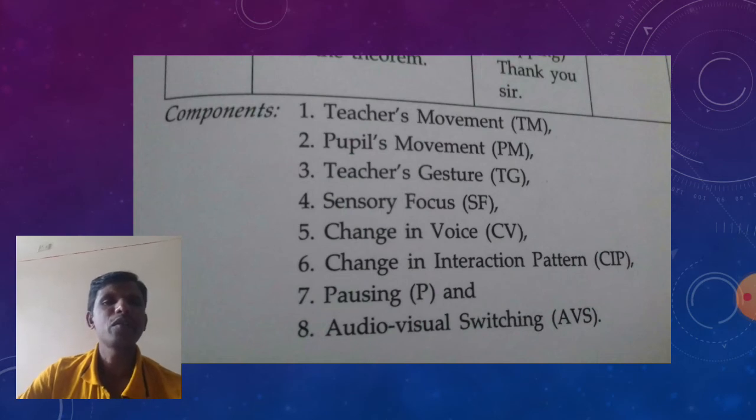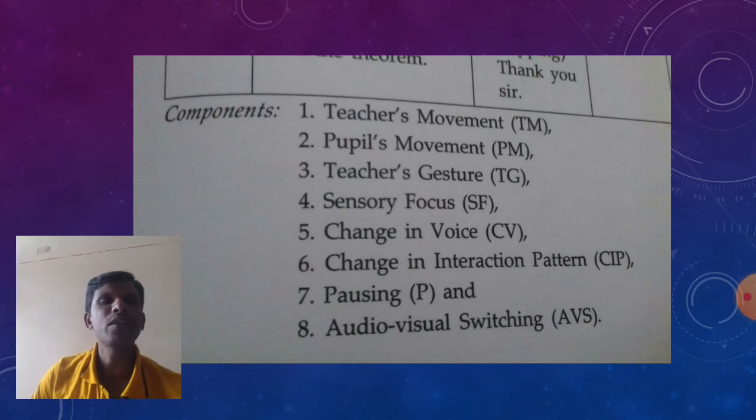So the seventh one is pausing. We should not continue the lecture or teaching always continuously. Wherever it is necessary, we have to stop, and we should give some gap in the explanation. Wherever it is required to stop, we have to give some gap in the presentation of the content. That is called pausing. Already we have discussed it in the last skill.